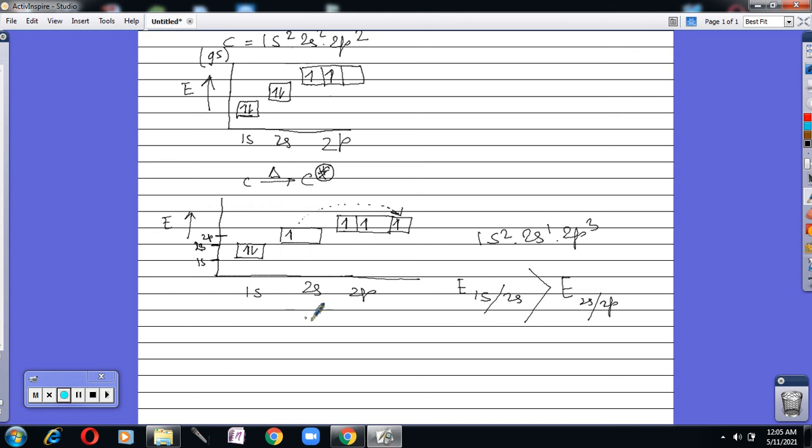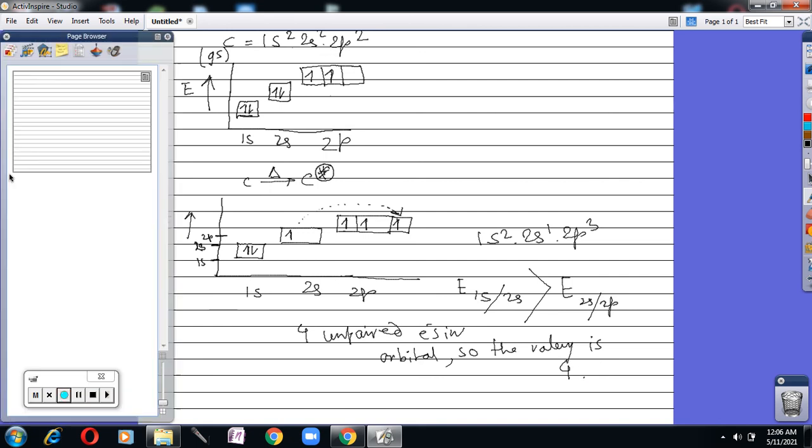Now, these 1s2, 2s1 and 2p3 have four unpaired electrons in orbitals. So the valency is 4. That's the reason carbon has tetravalency, right?